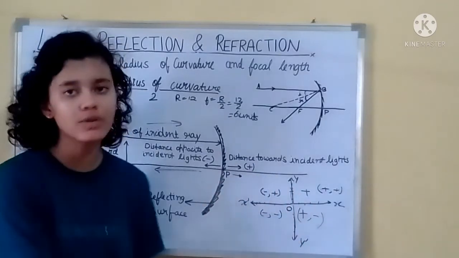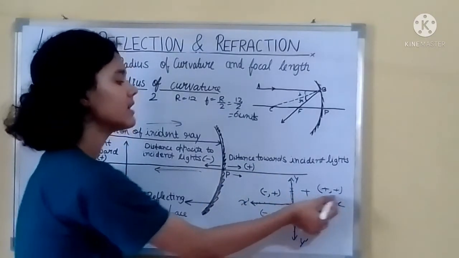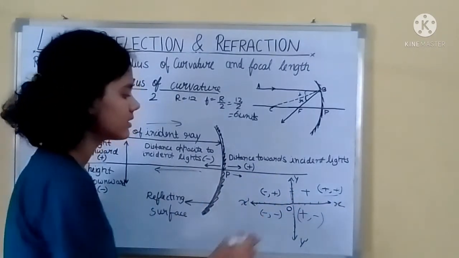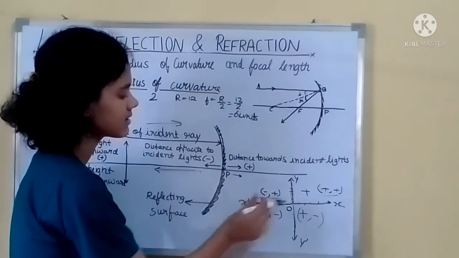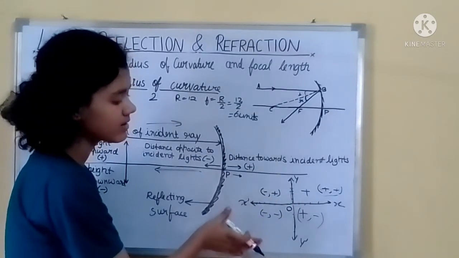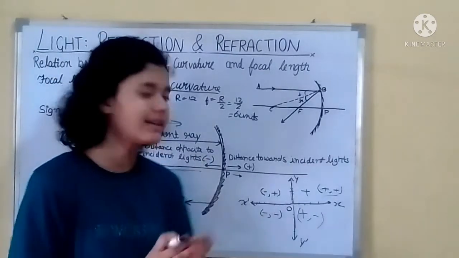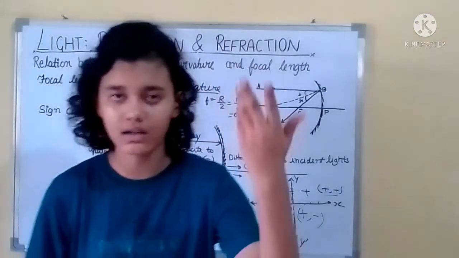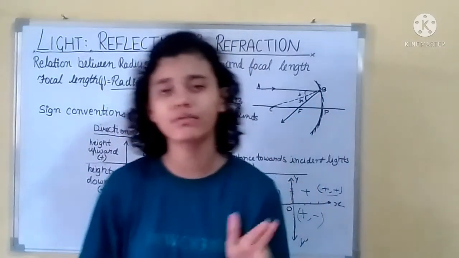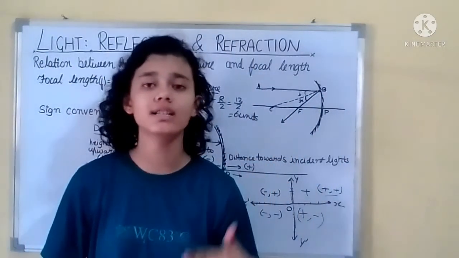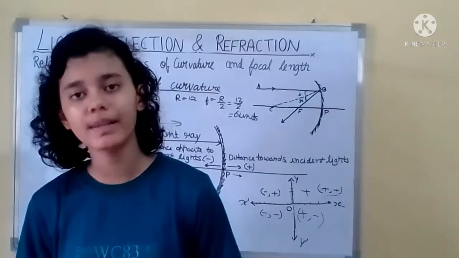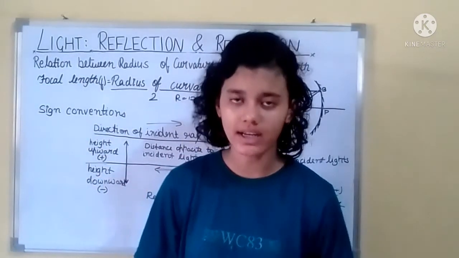If something is virtual and erect, then both will be plus. If the image is formed on the left side, then it will be minus, and if the height is given above principal axis, then it will be positive. If the height is given below principal axis, then it will be negative.